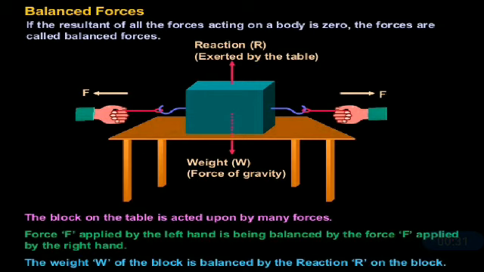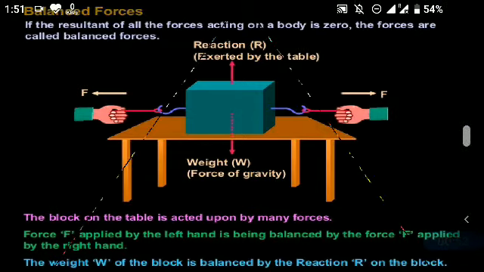The weight of the block or the force of gravity on the block is being balanced by the reaction exerted by the table on the block. So this is an example of balanced forces. All the forces are being balanced here. So there is no change in the position of the wooden block.